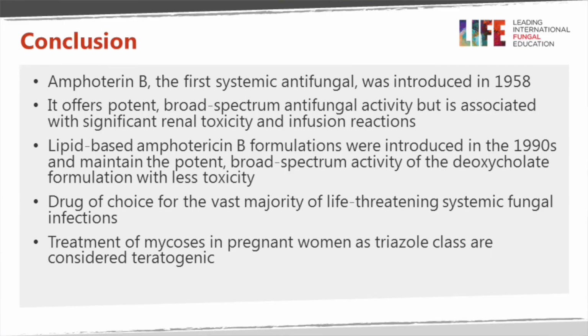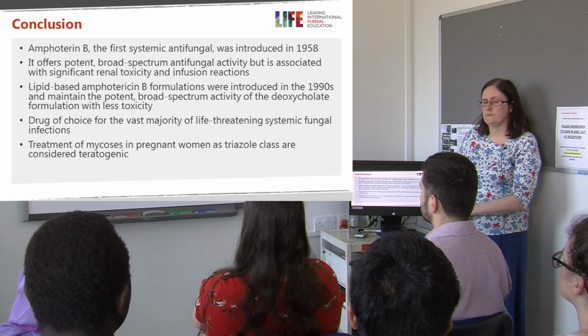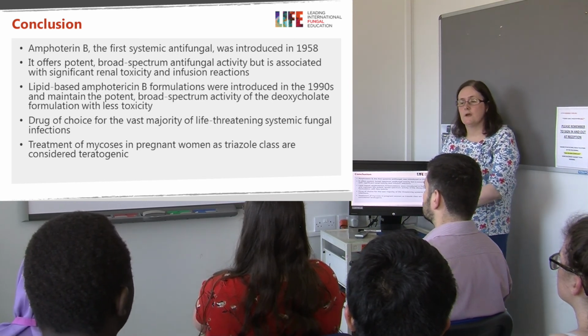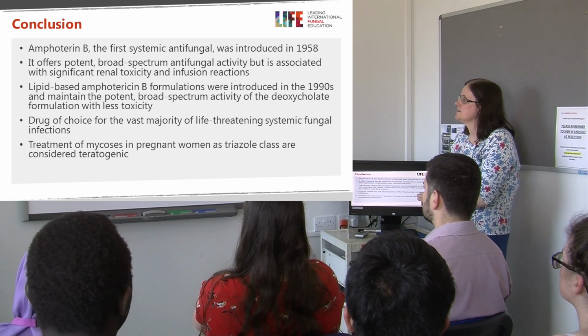So in conclusion, we've talked about Amphotericin B, and it's the first systemic antifungal agent available, and it was initially introduced in 1958. We've talked about the spectrum of activity, primarily looking at yeasts, dimorphic fungi and molds, and be aware that it does have other activities as well. We've talked about some of the important side effects, including the risk of renal toxicities and infusion reactions, and the rare complication of anaphylaxis.